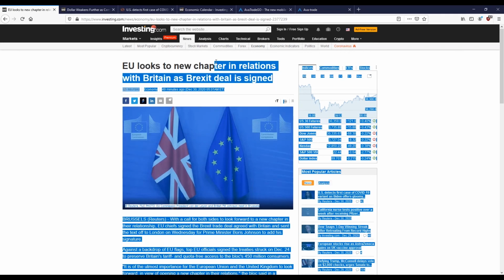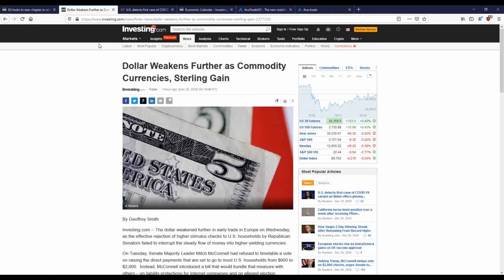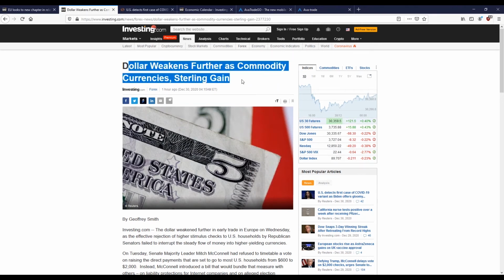Positive headline about a deal between EU and the UK. Futures are green and fear is down. The volatility index is down nearly 3%. So that shows positive sentiment so far. Dollar weakens further as commodities, currencies, and sterling gain. Okay, makes sense. The pound is gaining against not just other currencies like the yen, but also against the USD specifically because the USD is weakening.